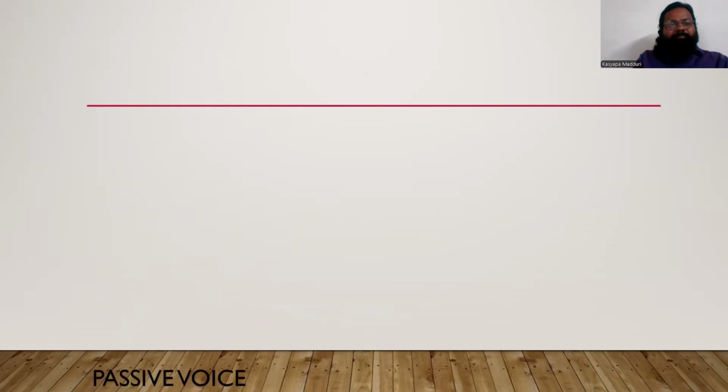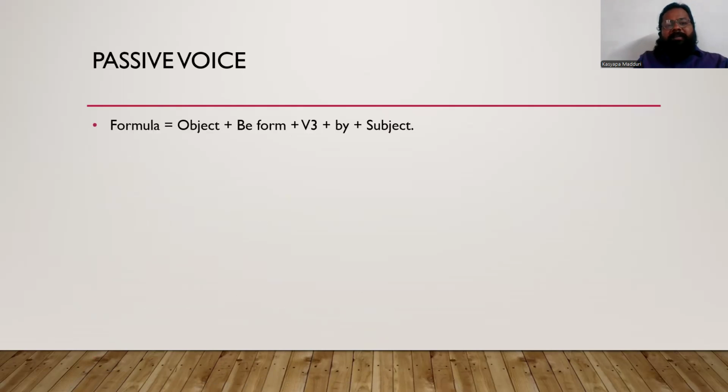Okay, next. Passive voice. What is passive voice? In passive voice, the object will be in front and the subject will be at the ending. Object will be at the beginning of the sentence, whereas subject will be at the ending of the sentence. So object plus be form plus V3 plus by plus subject is your passive voice sentence formula. You need to remember this very well. Whenever there is by plus subject, it is passive voice blindly, except for some cases which are tricky.